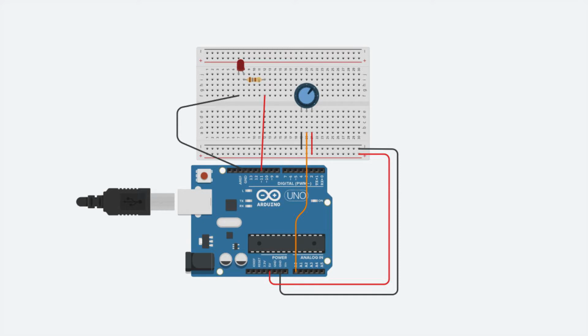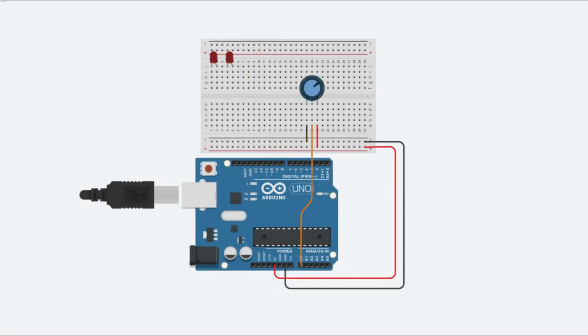Now leave the potentiometer and its connections as they are and connect 4 LEDs like this. Add the 4 resistors. And connect all cathodes to ground like this. Now connect the anodes through the resistors like this. Use pins 8, 9, 10, and 11.